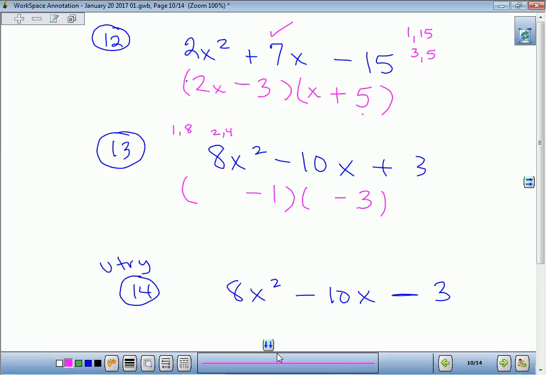No, it has to be 2 and 4, doesn't it? So I'm going to put a 2 right here and a 4 right there and test it. That gives me -6 and -4 is 10. Got it?